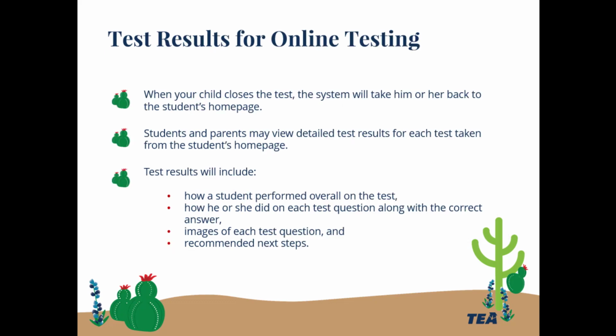Test results for online testing. When your child closes the test, the system will take him or her back to the student's home page. Students and parents may view detailed test results for each test taken from the student's homepage. Test results will include how a student performed overall on the test, how he or she did on each test question along with the correct answer, images of each test question, and recommended next steps.